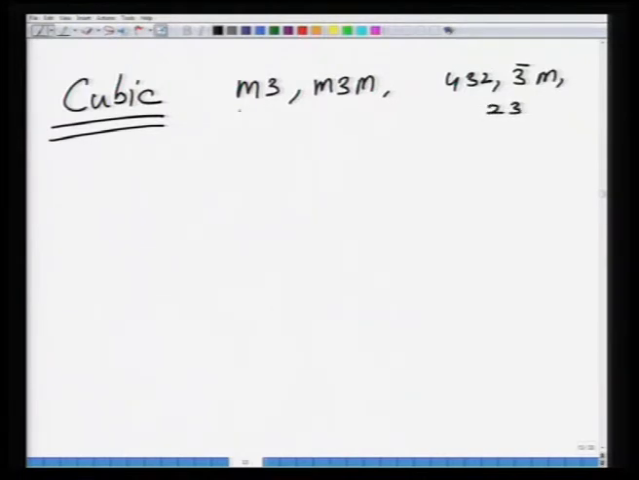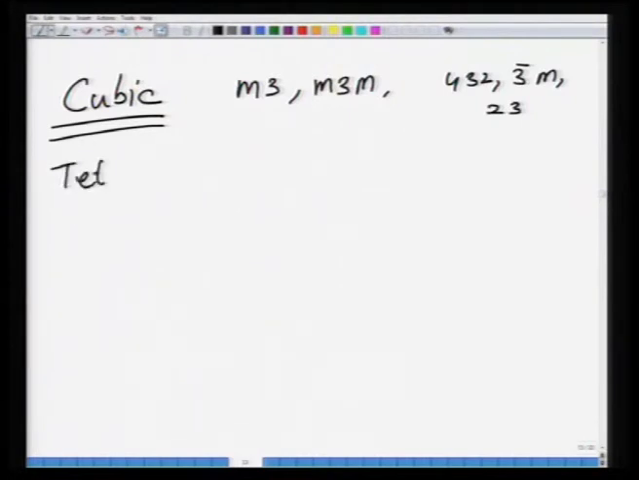So, m3 would mean it has a mirror plane and a 3-fold rotation, then m3m has a mirror plane, 3-fold rotation symmetry, and another mirror plane. Similarly, 432 is a 4-fold rotation, 3-fold rotation and 2-fold rotation, bar 3m would mean a 3-fold rotoinversion followed by a mirror plane, and 23 will mean a 2-fold rotation axis and a 3-fold rotation axis. So, cubic has these symmetry elements.